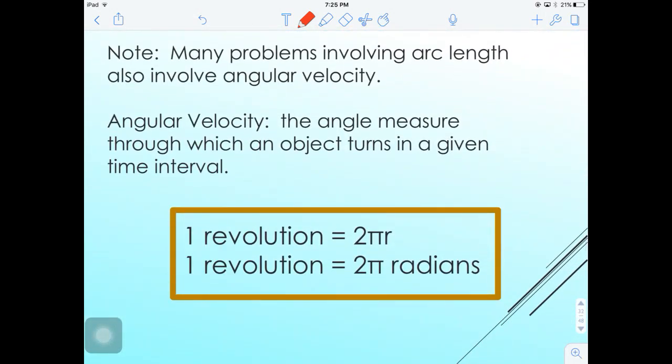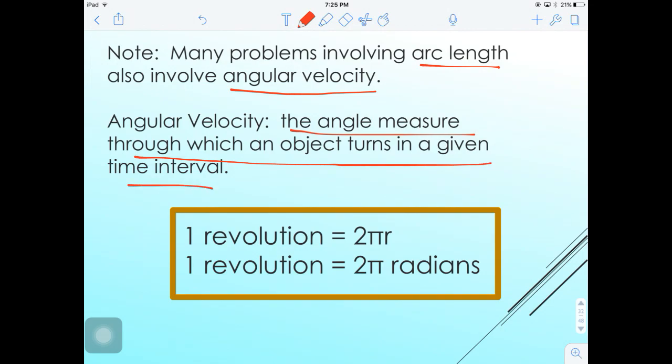Also, many problems involving arc length also involve angular velocity, which is a concept more widely used in physics related problems. The angular velocity is the angle measured through which an object turns in a given time interval. That's kind of like what theta is equal to. And 1 revolution is 2 pi radians.